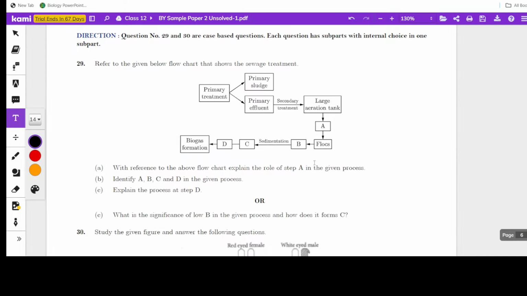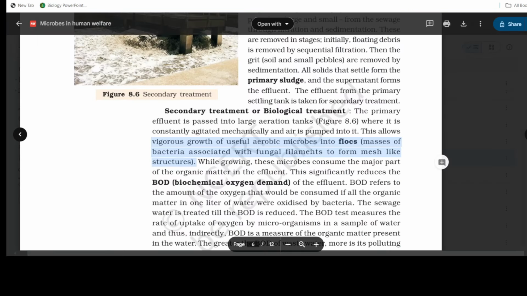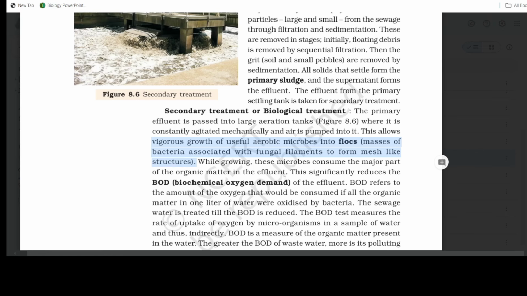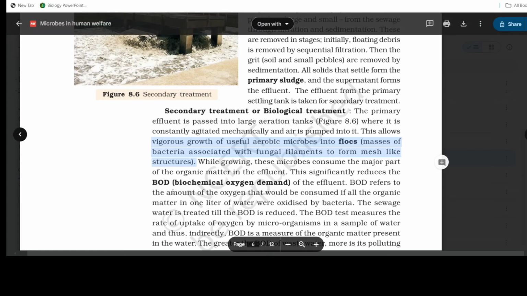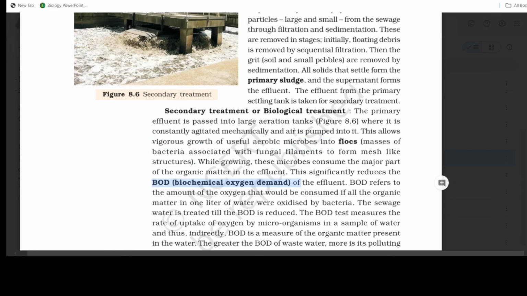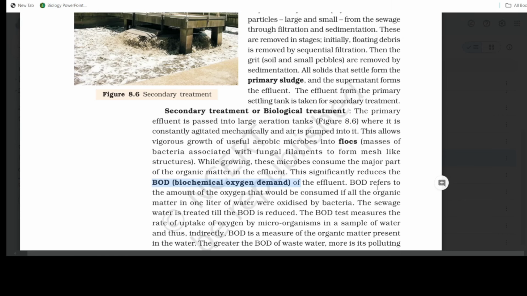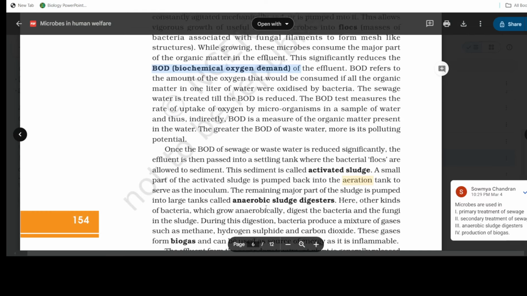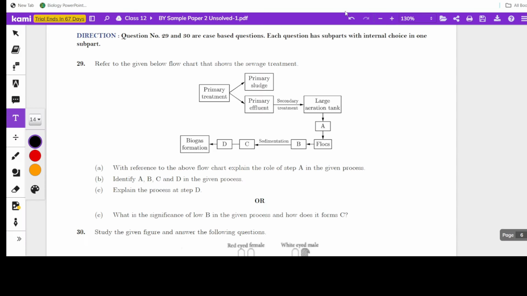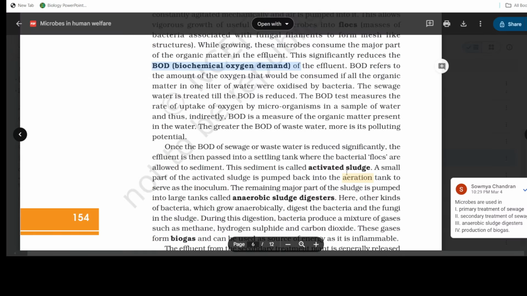Now from the flocs, what is happening next? The flocs will be growing, and a major part of the organic matter in the effluent will be digested by these microbes. And what happens? It reduces the BOD. So in that large aeration tank, due to the formation of flocs, the BOD is reduced. You know what BOD is? In our previous question paper solving video, we have clearly explained what BOD is.